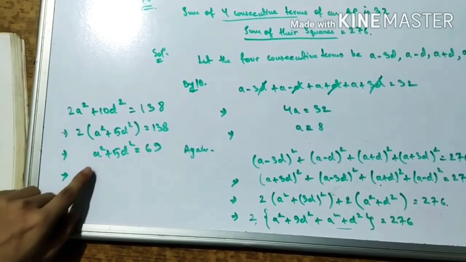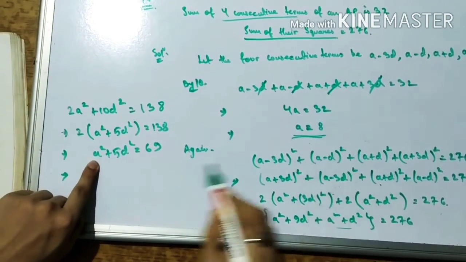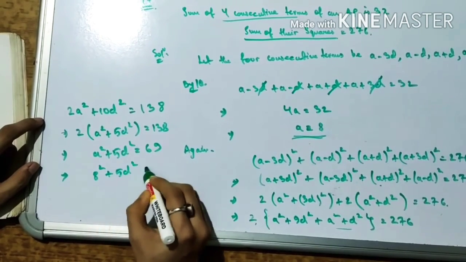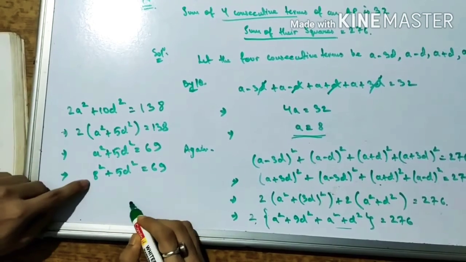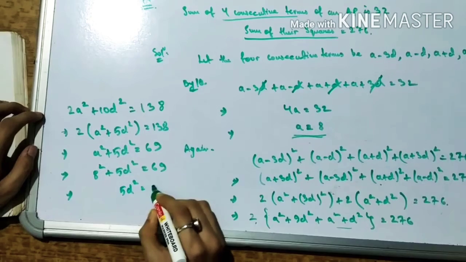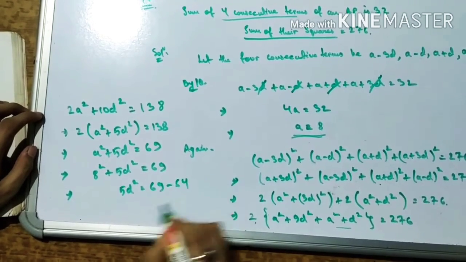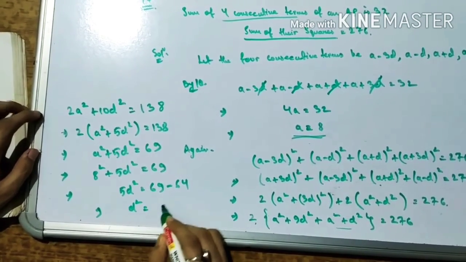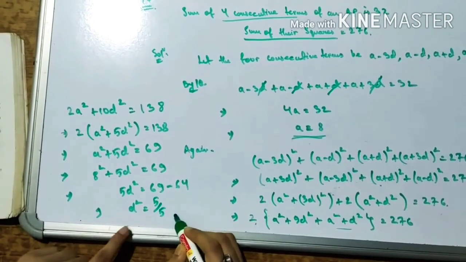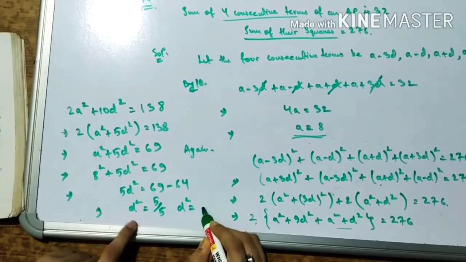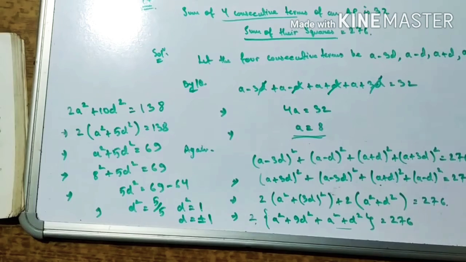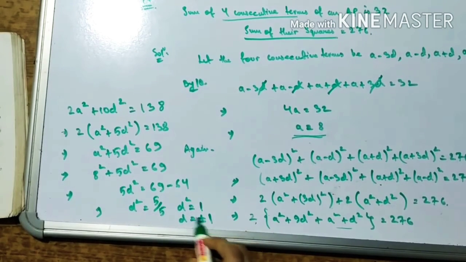Now the value of a I have already got, it is 8. This 8 I will put in here. So 8 square plus 5d square is equal to 69. 8 square is 64, I will send it that side. So 5d square is equal to 69 minus 64, which is 5. So d square is equal to 1, and d is equal to plus or minus 1. Understand?